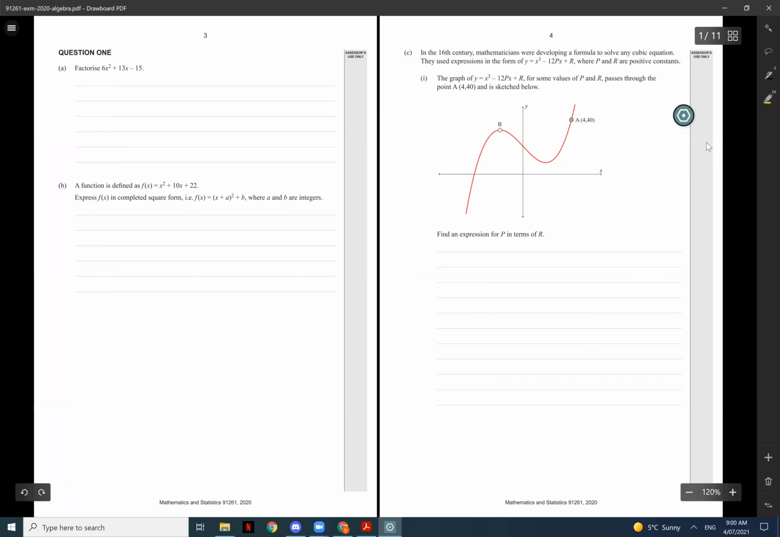Everybody, we start algebra. The first one, factorize. Double check if you can do it. Factorizing. This factorizing is popular in year 12, year 11, even year 10. Do it.